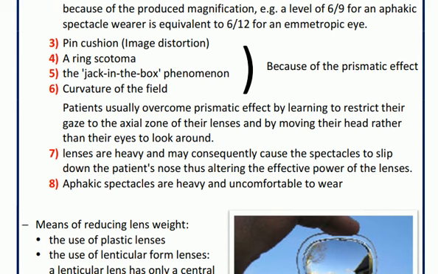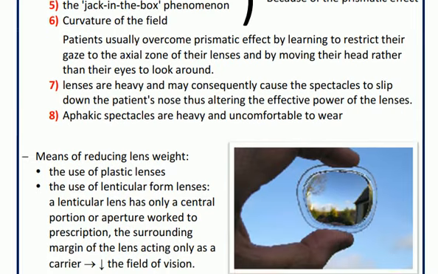Finally, high power glass lenses are heavy. They may consequently cause the spectacles to slip down the patient's nose, thus altering the effective power of the lens. Heavy spectacles are also uncomfortable to wear. Weight may be reduced by the use of plastic lenses, but these tend to scratch, especially if laid face downward when not in use. Another means of reducing lens weight and thickness is by the use of a lenticular form of lens. A lenticular lens has only a central portion or aperture worked to prescription, the surrounding margin of the lens acting only as a carrier. However, the field of vision is necessarily reduced.